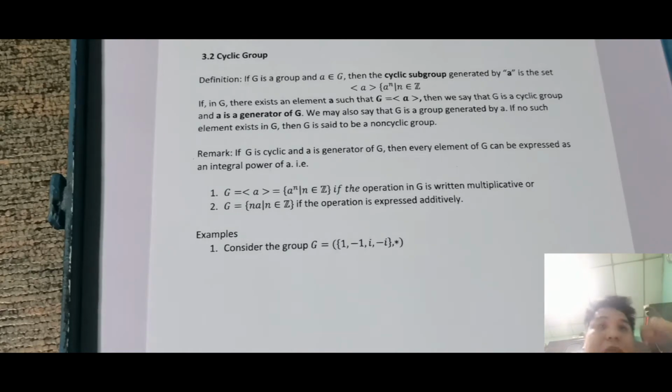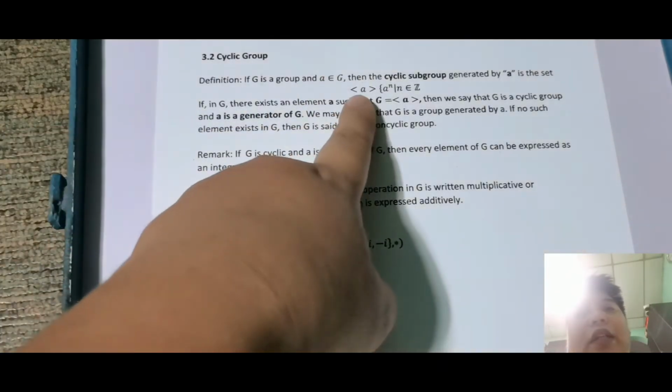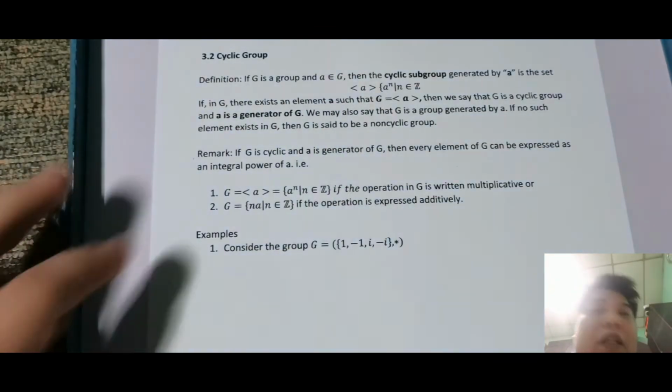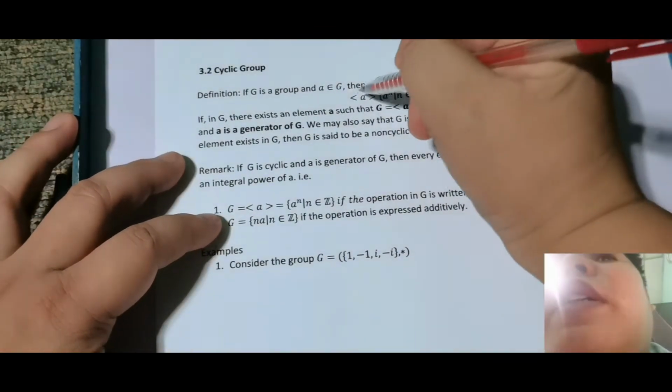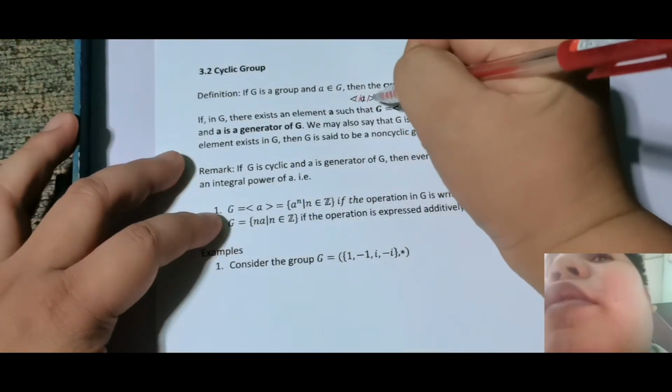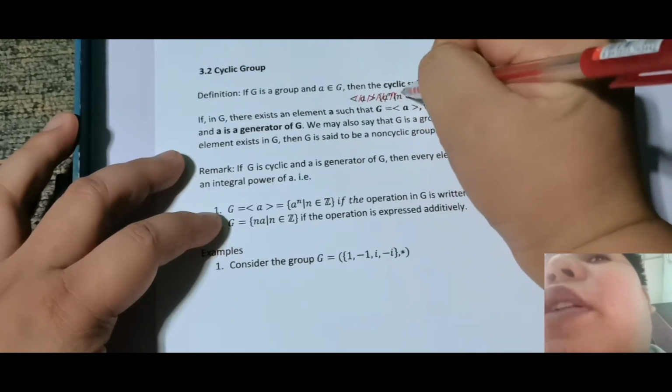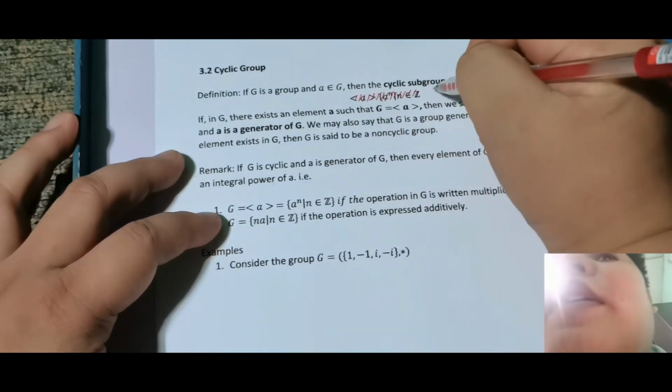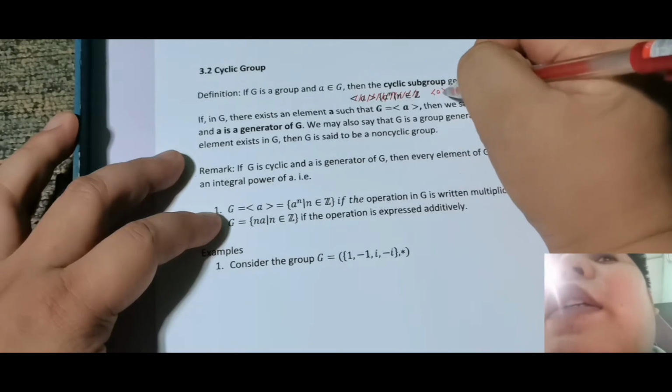So let's have the definition. Definition: if G is a group and A is an element of G, then the cyclic subgroup generated by A is the set. Yan yung definition. So mali ako ng pagkakalagay, i-revise ko lang ito. Mali ako ng pagkaka-type, hindi ko napansin. Paki-revise na lang din. This is the set A.